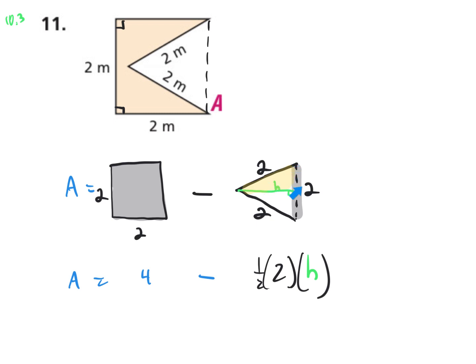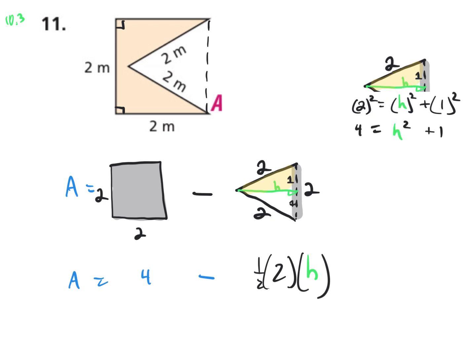Keep in mind that this side was 2, and this green segment cut 2 in half, so this yellow side is just 1 unit tall. So the square of the hypotenuse is equal to the sum of the squares of the legs, h and 1. So 4 equals h squared plus 1, and 3 is equal to h squared. So h is equal to the square root of 3.